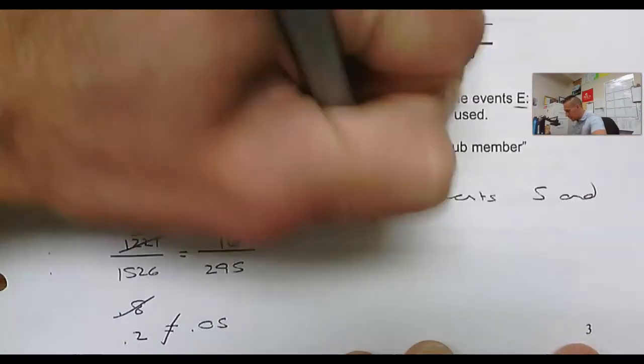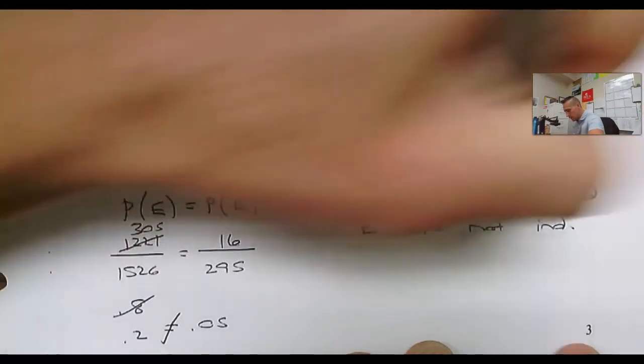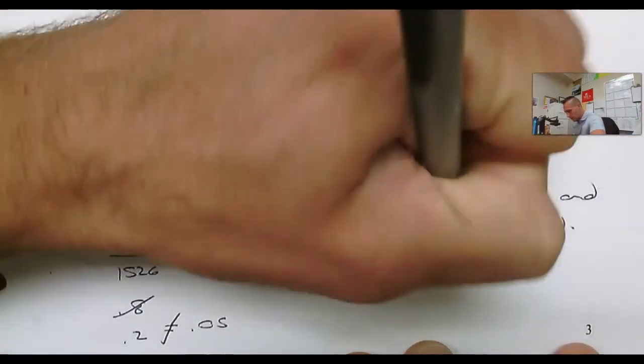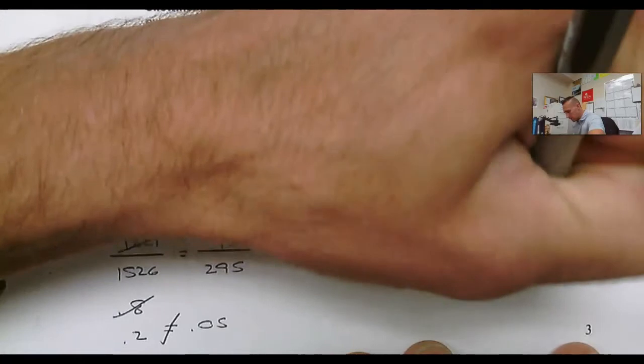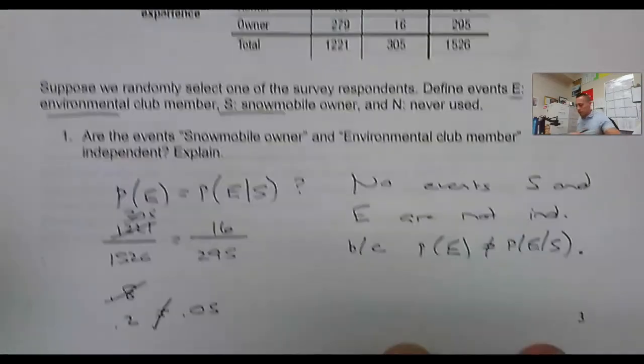So I'm going to say no, events S and E are not independent because probability of E does not equal the probability of E given S. A couple other ways you could have done this.